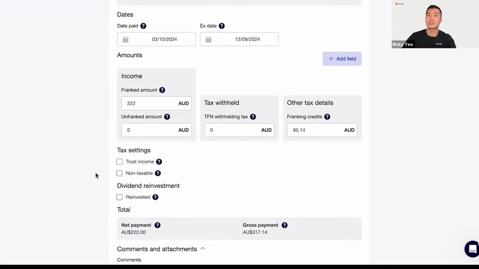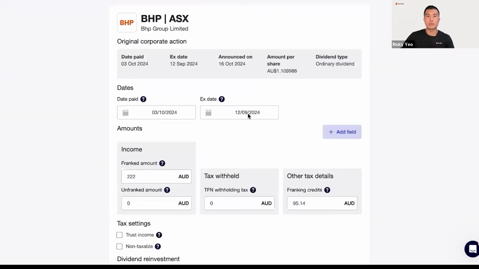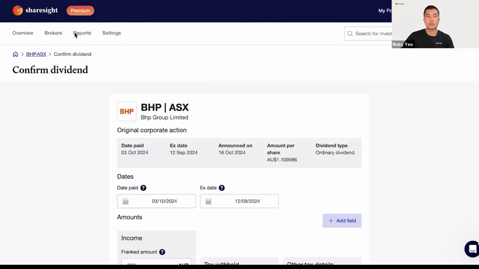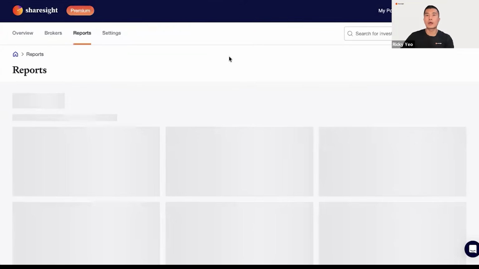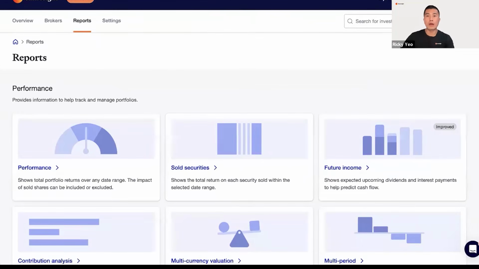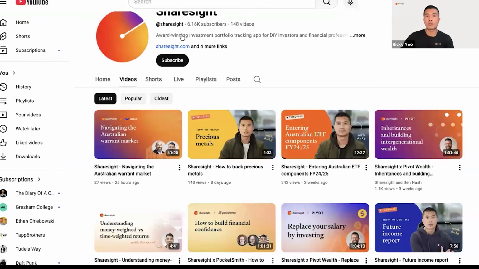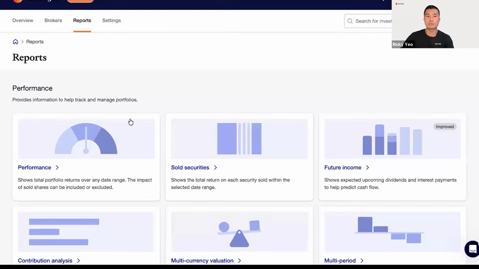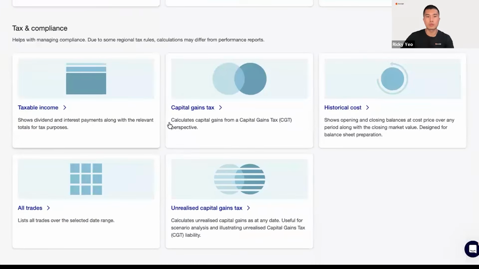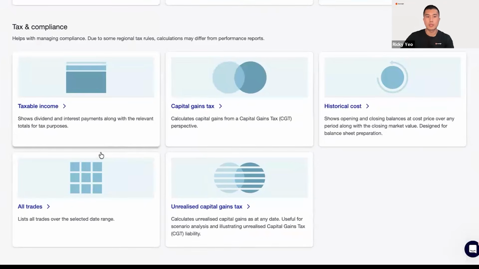But I'll say in most cases, you don't even need to do anything with this. Sharesight already did it for you. How do you reconcile Sharesight for the AMIT adjustments? So I'll go back to report. On that YouTube video, I show you how you can reconcile that, but I'll quickly go through it.